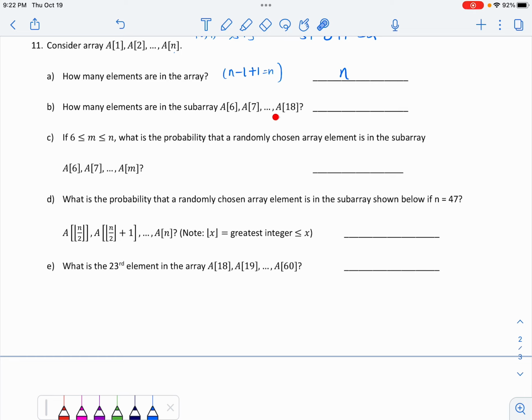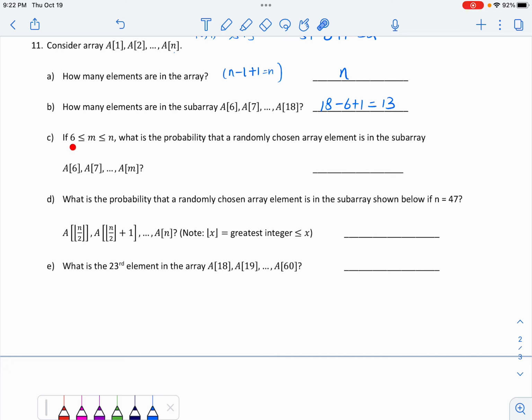What about this subarray like A6 to A18? We just count 18 minus 6 plus 1. 18 minus 6 is 12. 12 plus 1 is 13. So there are 13 elements in this subarray.